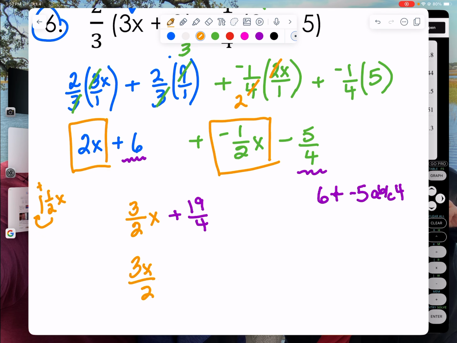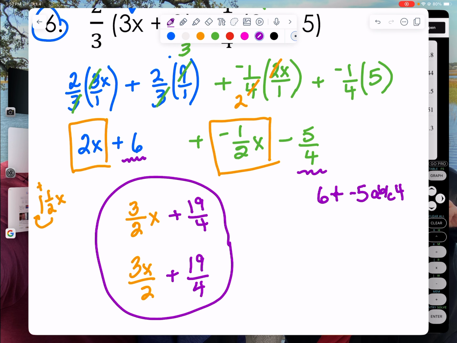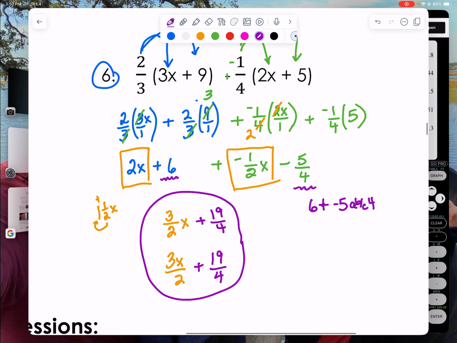So it can go out to the side, it can go on top, but it cannot go on bottom, right? So 3/2 x plus 19/4 is what you would put in MyLab.